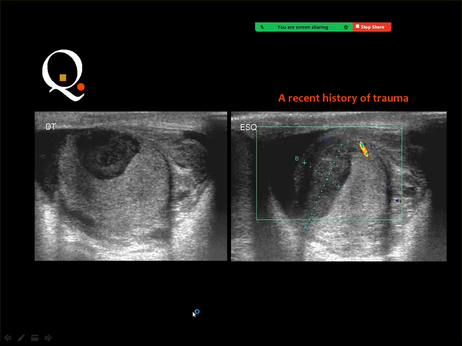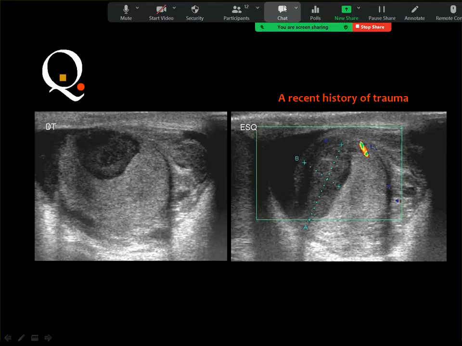The next case is an ultrasound of the testis. This is ultrasound and this is Doppler. The patient had a recent history of trauma to the scrotum.